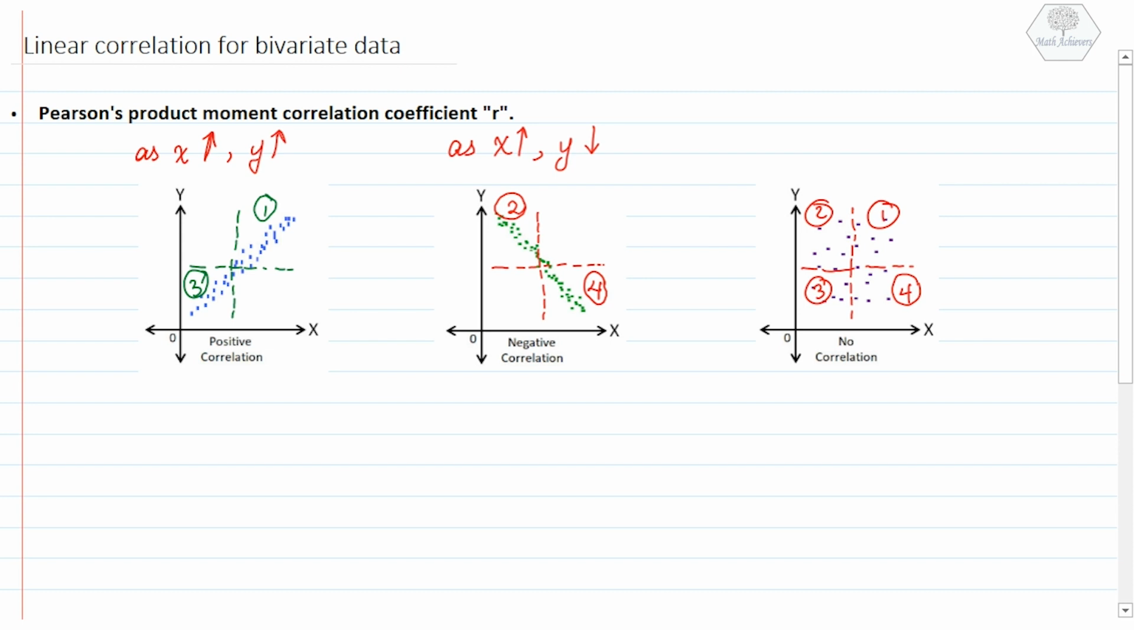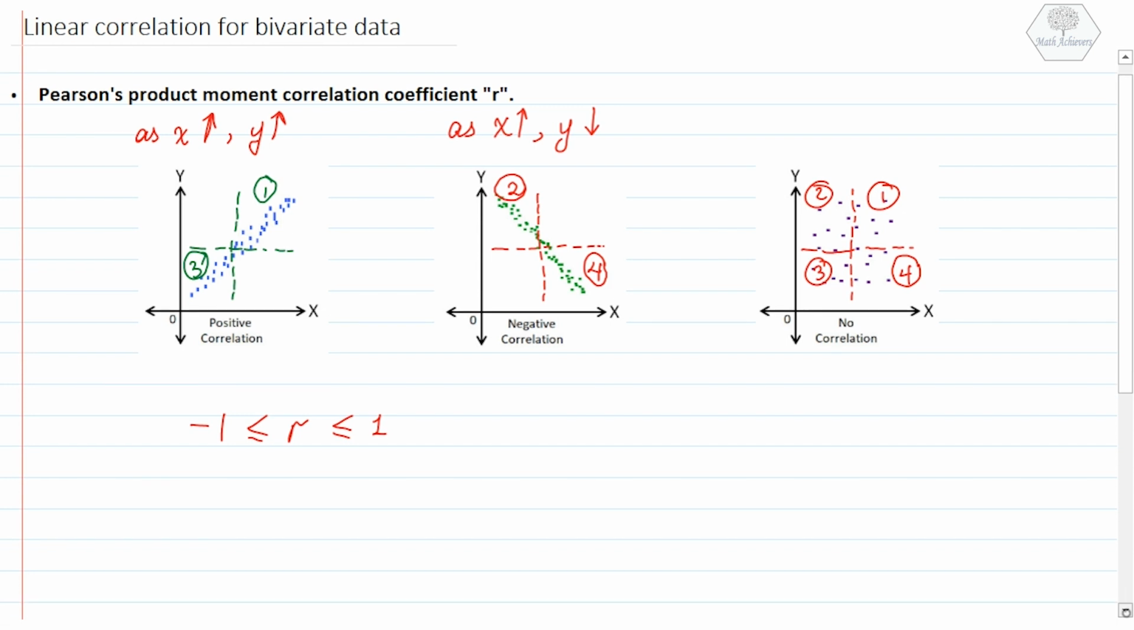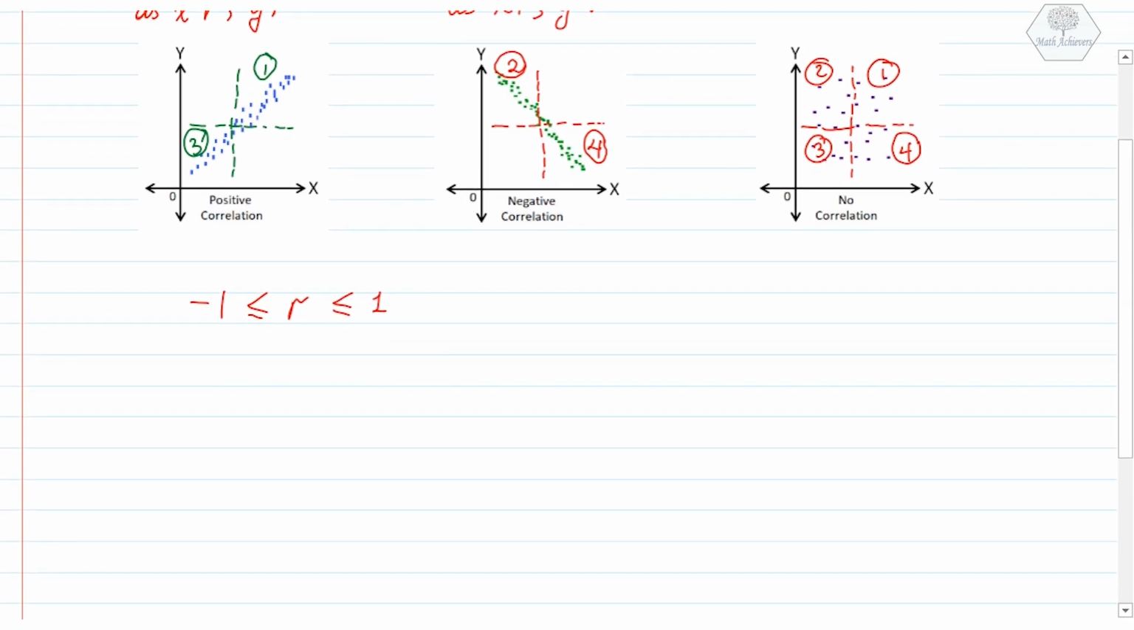To be very accurate and to measure the correlation between two variables, we need to find the Pearson's product moment correlation R. The value of R lies between 1 and -1. The sign means there is a positive or a negative correlation, and the strength of the correlation depends on the value of R.